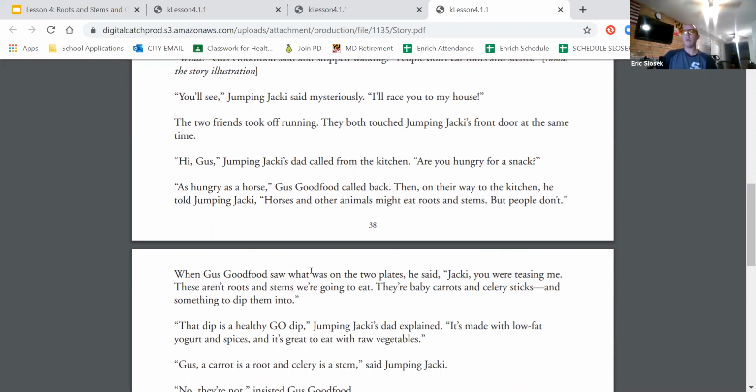When Gus Goodfood saw what was on the two plates, he said, "Jackie, you were teasing me. These aren't roots and stems we're going to eat. They're baby carrots and celery sticks, and something to dip them into."